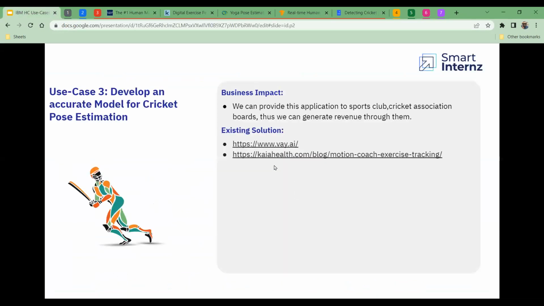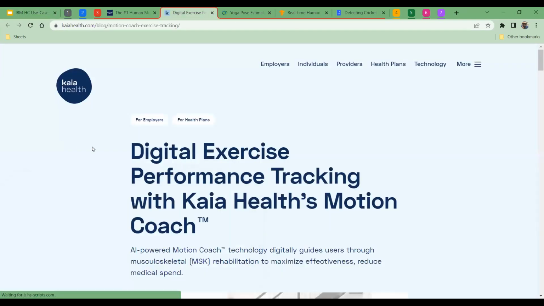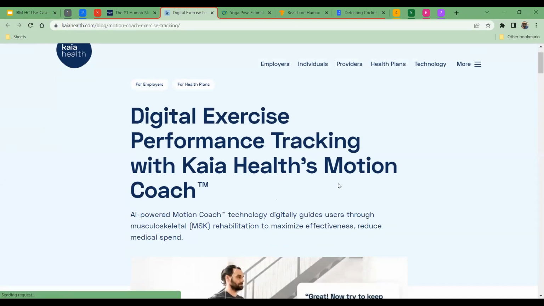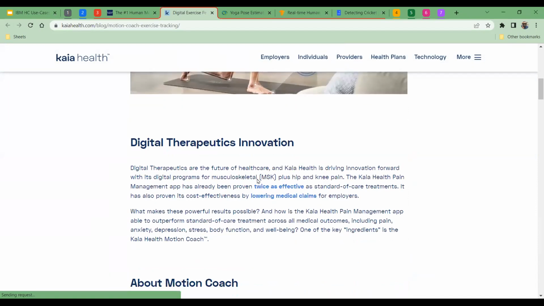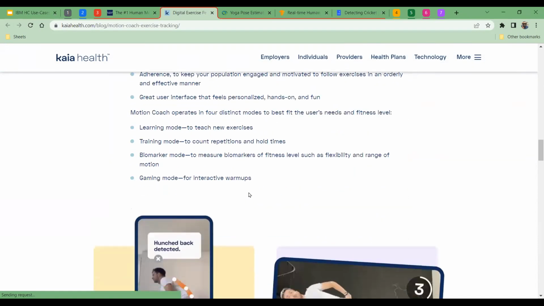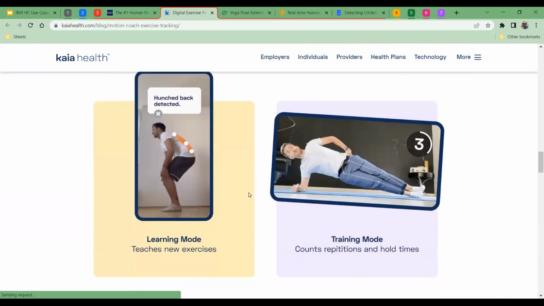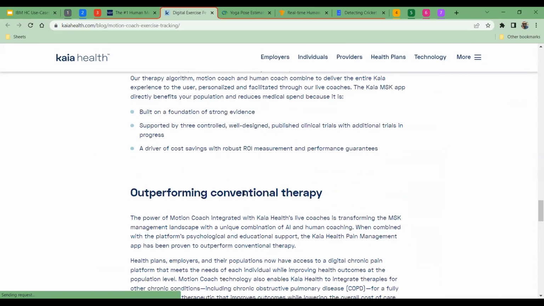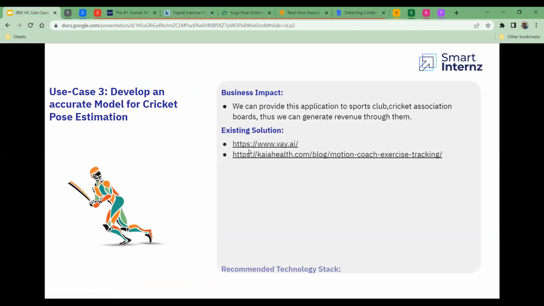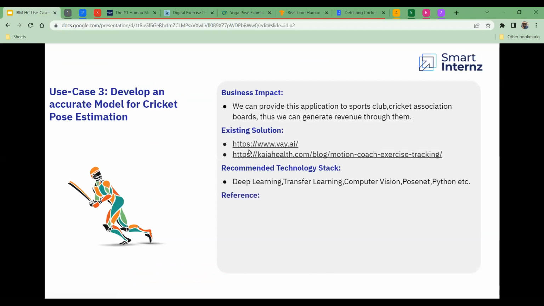The second one we have is Kaia Health. This is a blog where they have written about digital exercise performance tracking with Kaia Health's motion coach. This is also for health only, where they track the pose and tell you that you have done something wrong, you have tilted this much, so this should be corrected. These are the kinds of pose estimation applications that exist. We can also implement pose estimation in cricket, so we can have good insights.